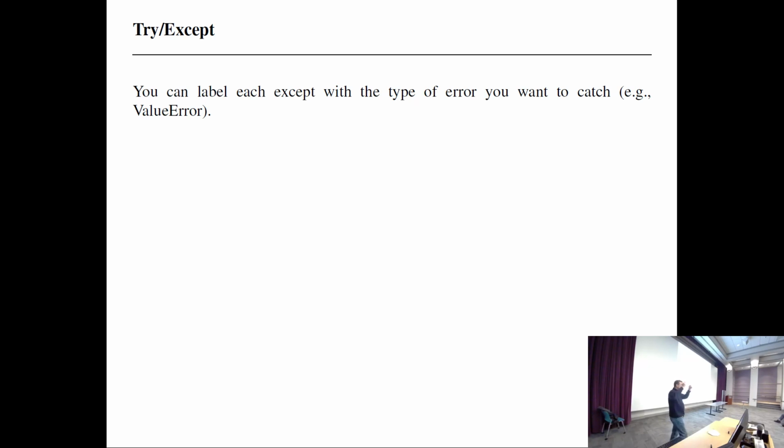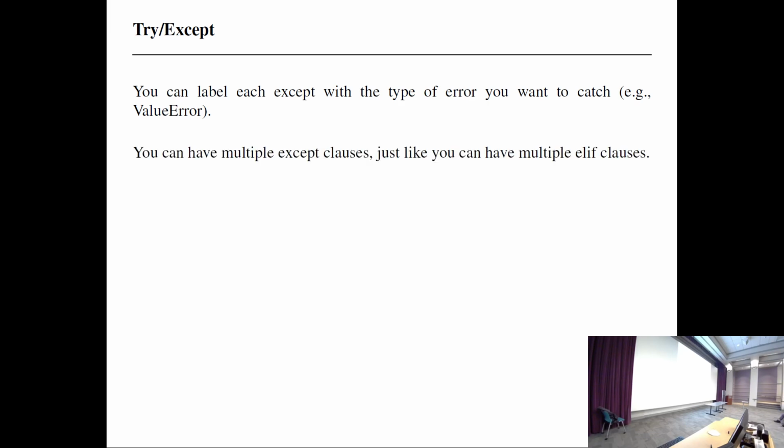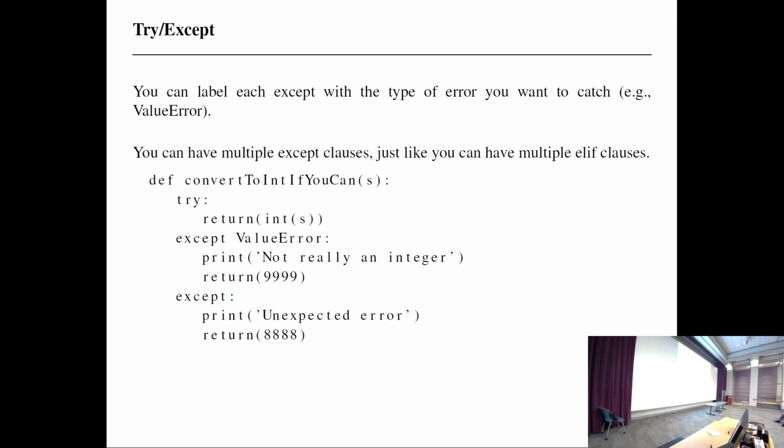So instead of just a try and an except for any exception, think of it like an if, else kind of construct. I can have one try with a bunch of exception clauses, where each exception clause is tuned to a different type of error. And then I can have a final exception clause that doesn't specify an error type and catches all of the remaining types of errors. So here is my new convert to integer if you can.